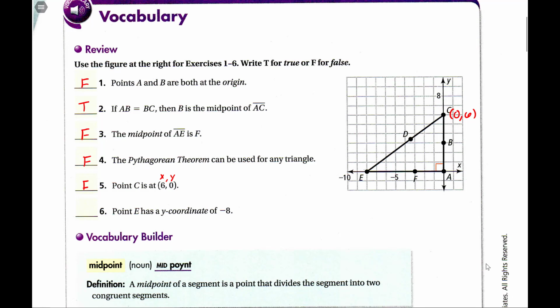Number 6, point E has a y-coordinate of -8. Point E is on the x-axis. Any point that's on the x-axis will always have a y-coordinate of 0, so this also is false.